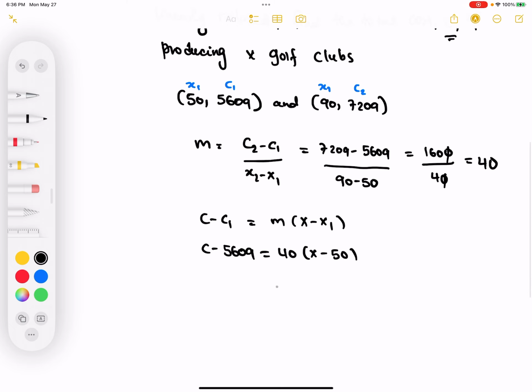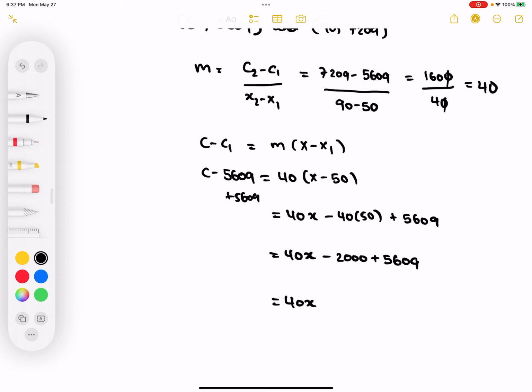So this is 40x minus 40 times 50, plus 5,609 on both sides. So this is 40x minus 2,000 plus 5,609, right? So this is 40x, and use your calculator, plus 3,609. That is the cost function.